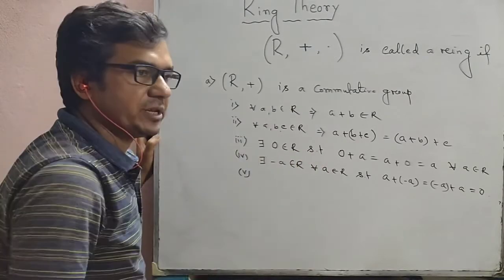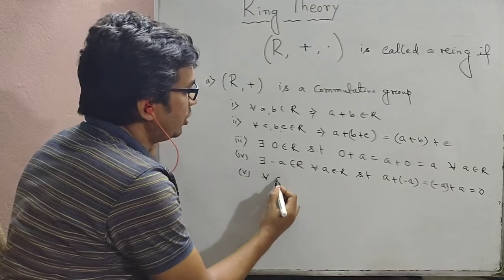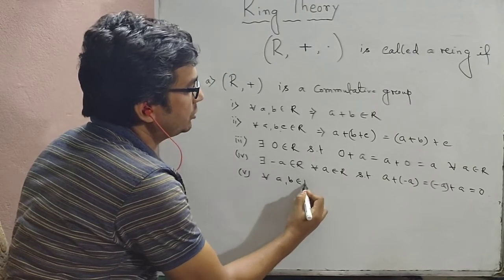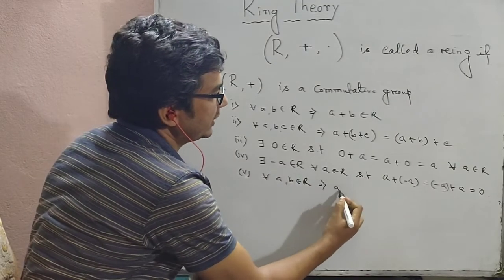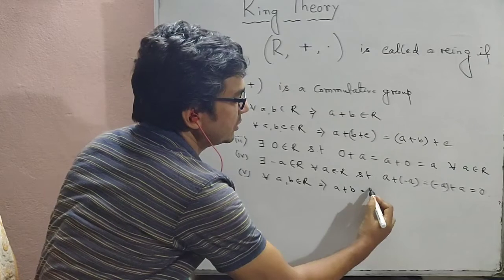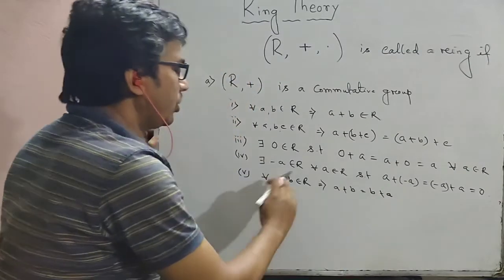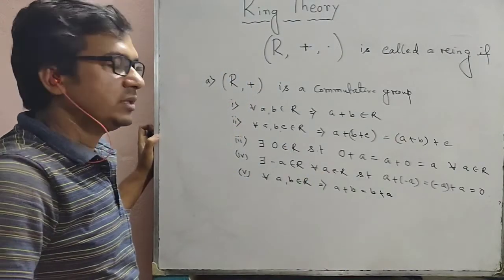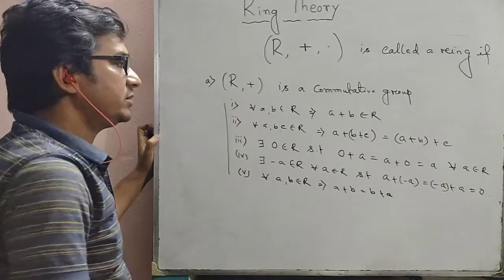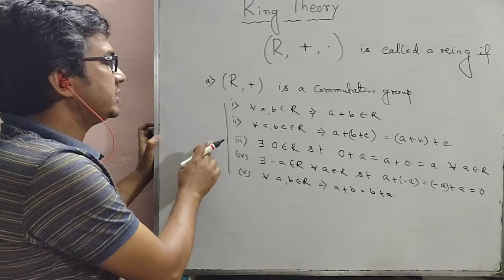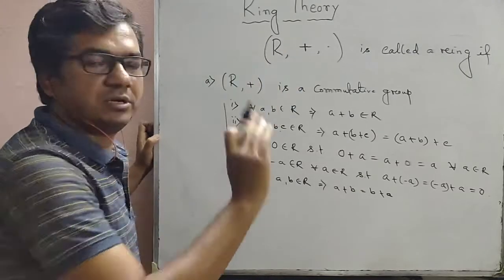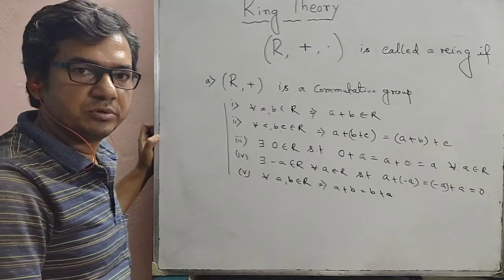And the fifth property is, for all A, B belongs to R imply A plus B equals B plus A for all A, B belongs to R. These 5 properties together represent that R plus is a commutative group.